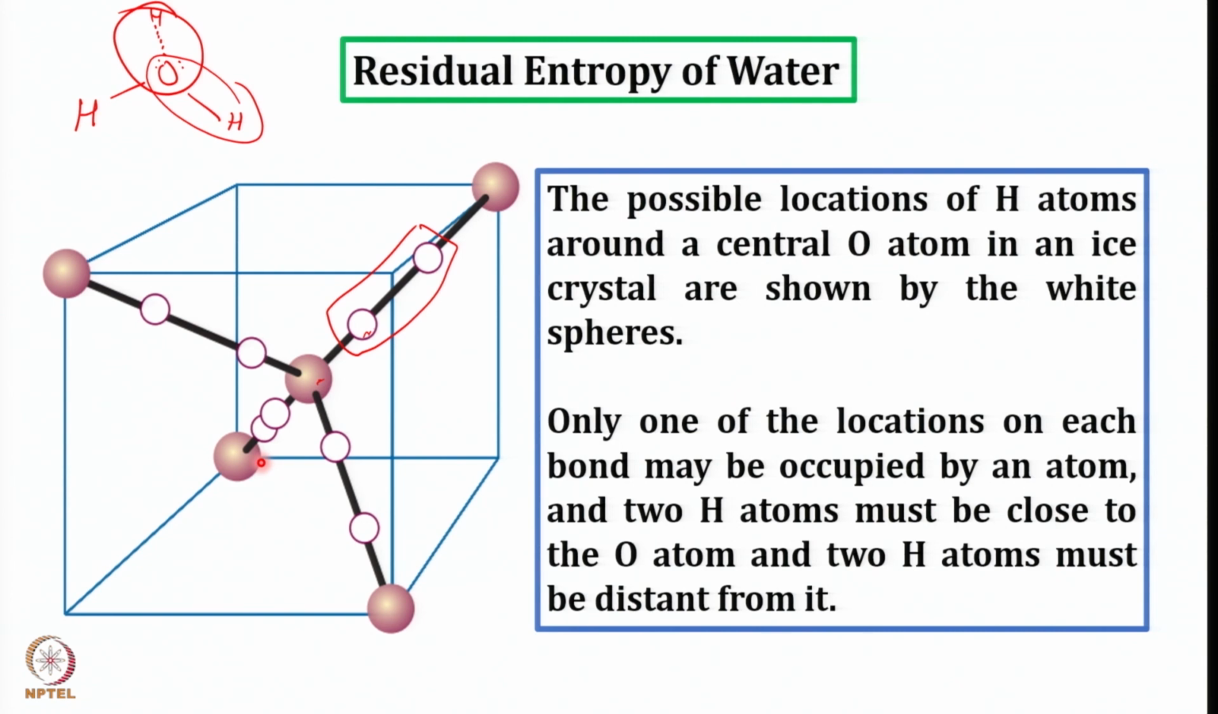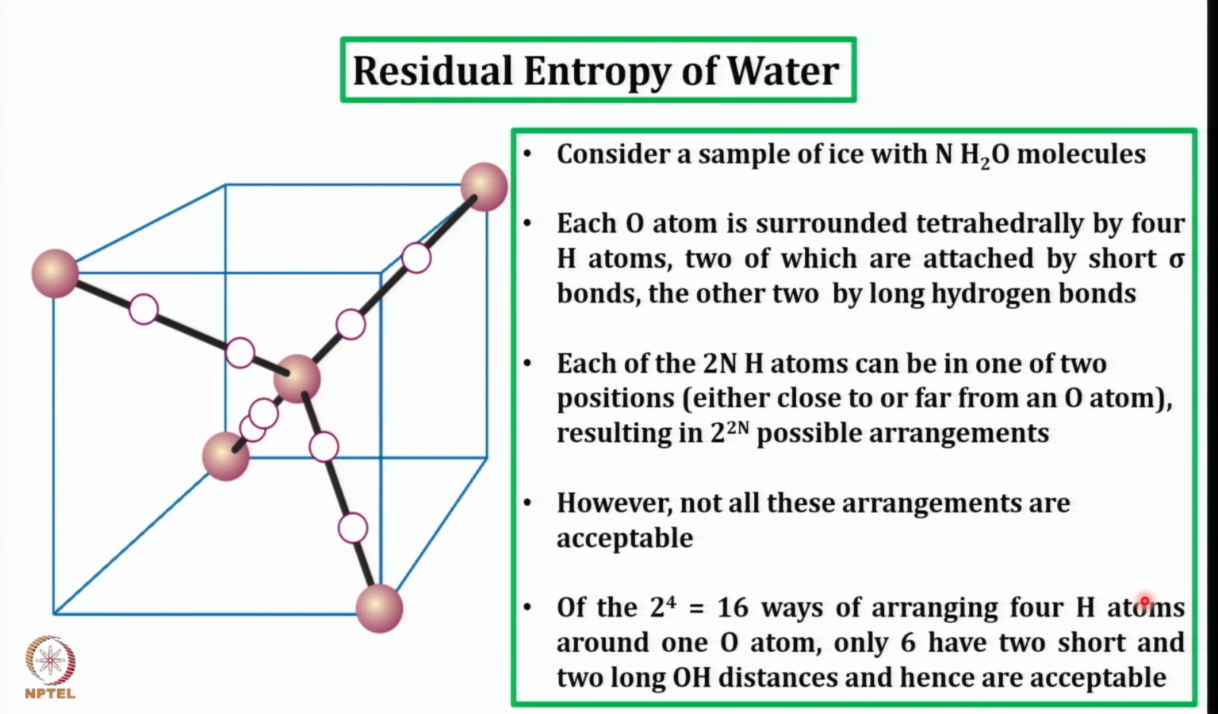That is why it is written, two hydrogen bonds must be close to the oxygen atom and two hydrogen bonds must be distant from it. Let us discuss further. Now we will consider n water molecules.